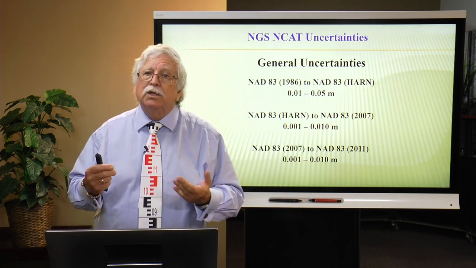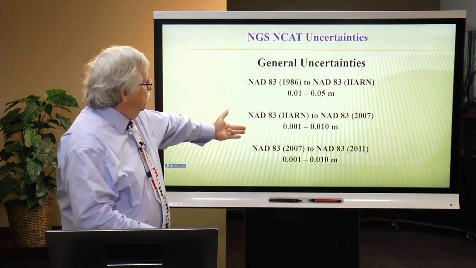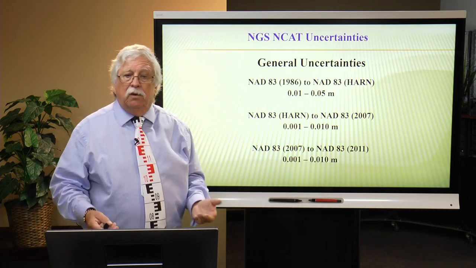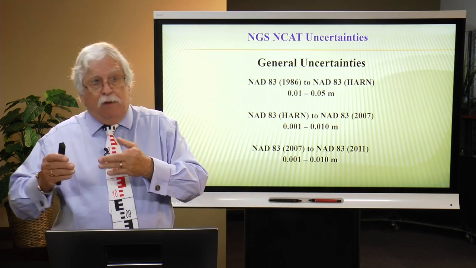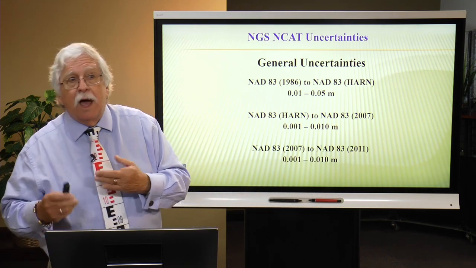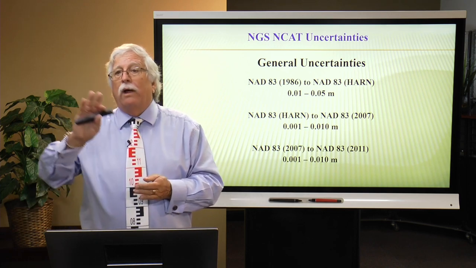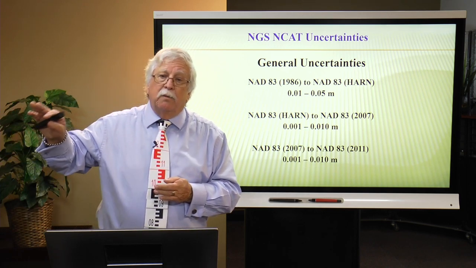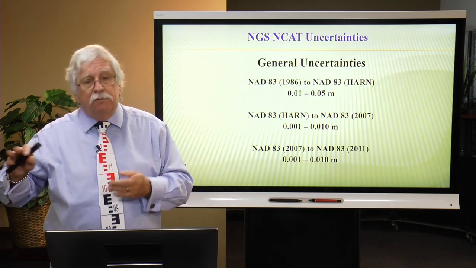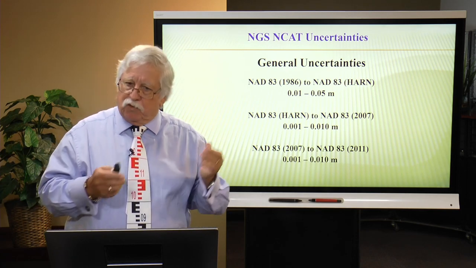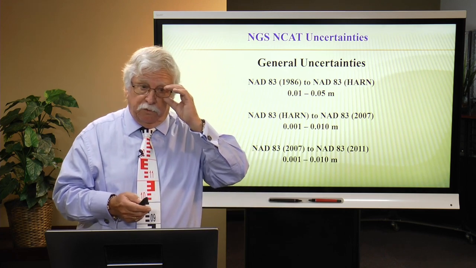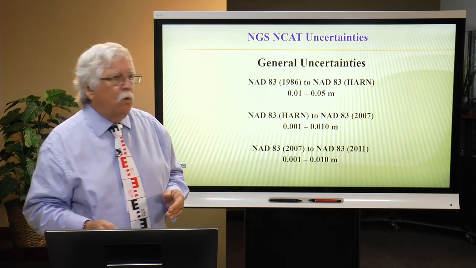We're down to distortion in the network that's roughly at about the 1 centimeter level. So the transformation tools are incredibly good, and they will get better. And that's one of the nice parts of understanding where we're going for the new datums coming along for 2025 or 2026 when they finally get published. The transformation tools that NGS will be able to provide are going to be exceedingly high quality.